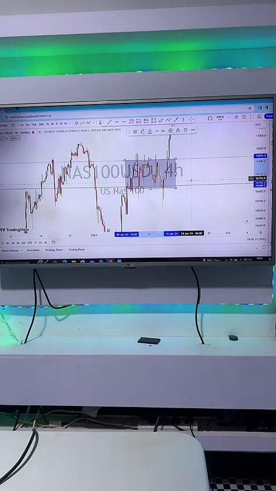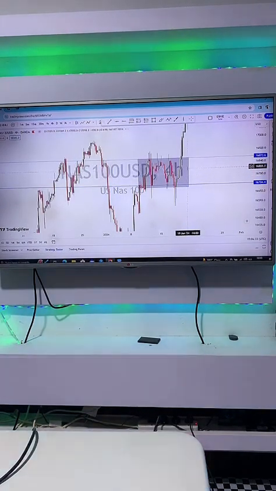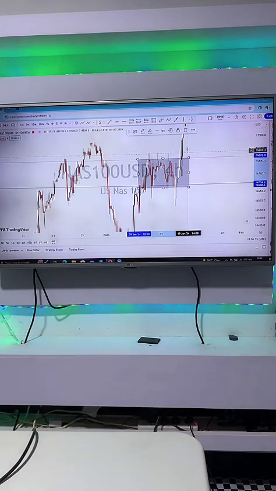Can you see what happened right here? Good. Now I'm deleting the dark line so that you guys can see it clearly.